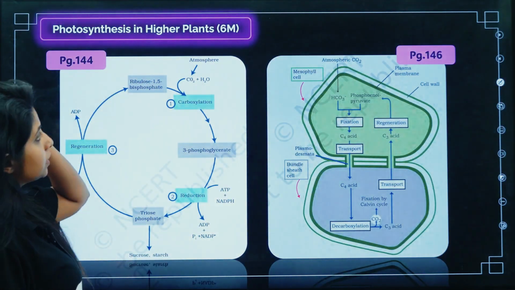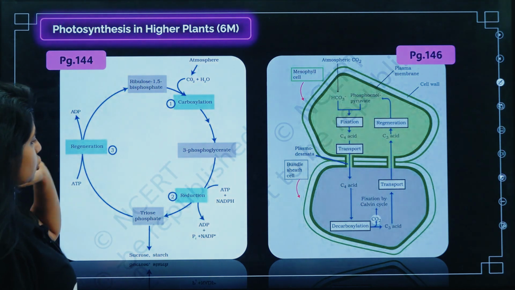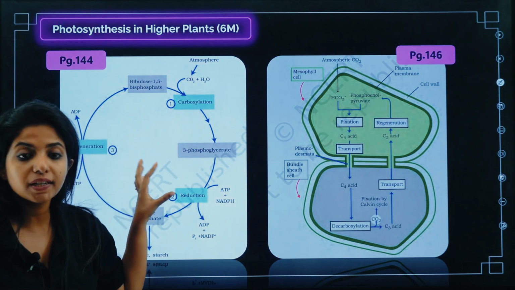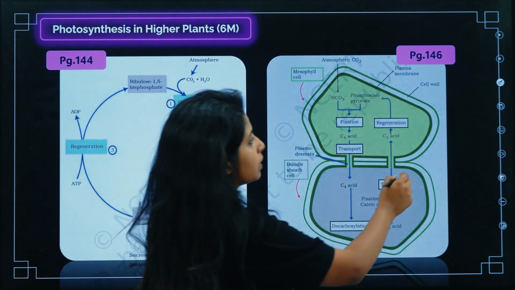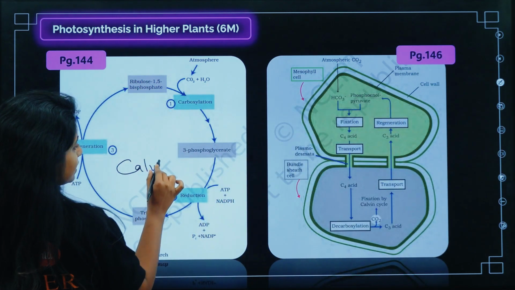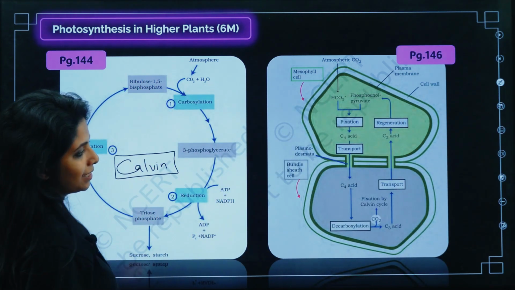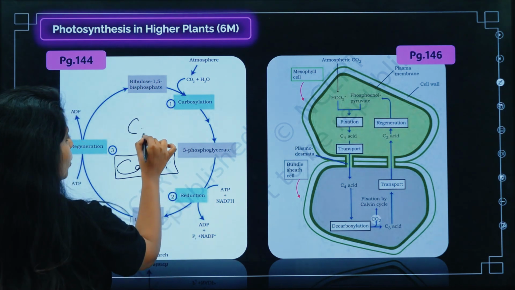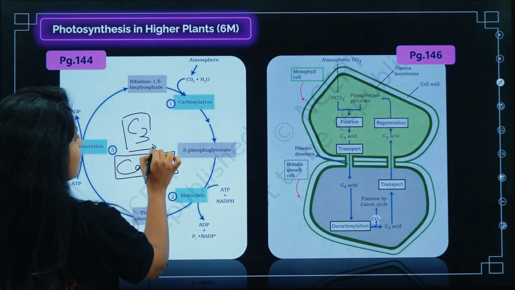Next, photosynthesis in higher plants, my dear children. So this is your C3 cycle, Calvin cycle. You might be asked to make the Calvin cycle. So when you're asked like that, you have to draw it. This is the Calvin cycle, or you call it the C3 cycle, the dark reaction, whatever.